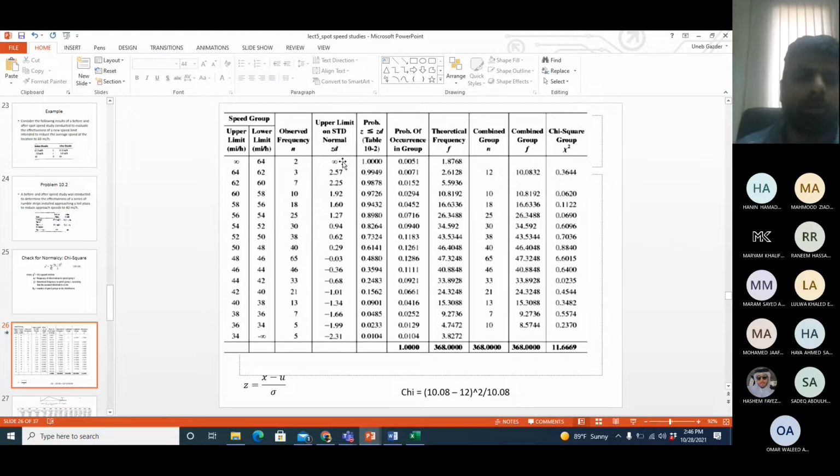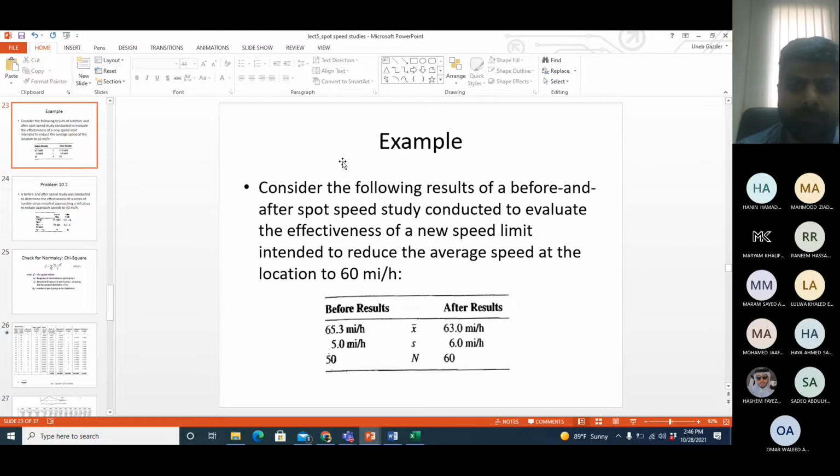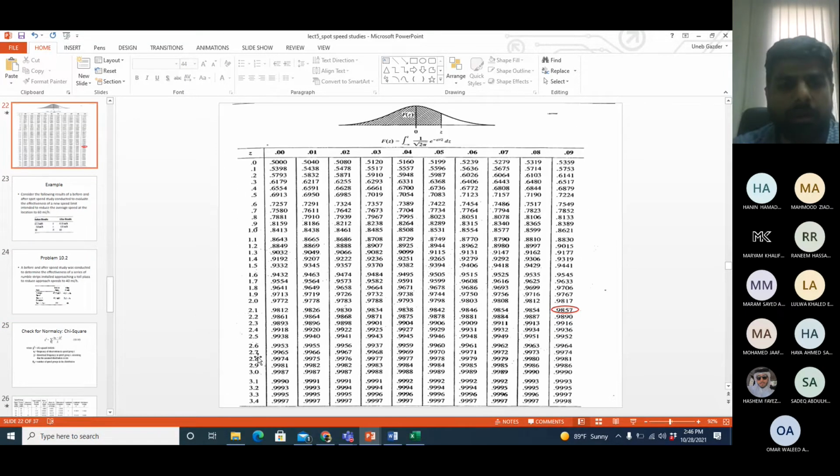For the second value, 2.57, I go to the table just to refresh your mind. 2.5 is here and 0.07 from the top row. So 2.5 from here and 0.07 from here. So the probability is 0.9949.